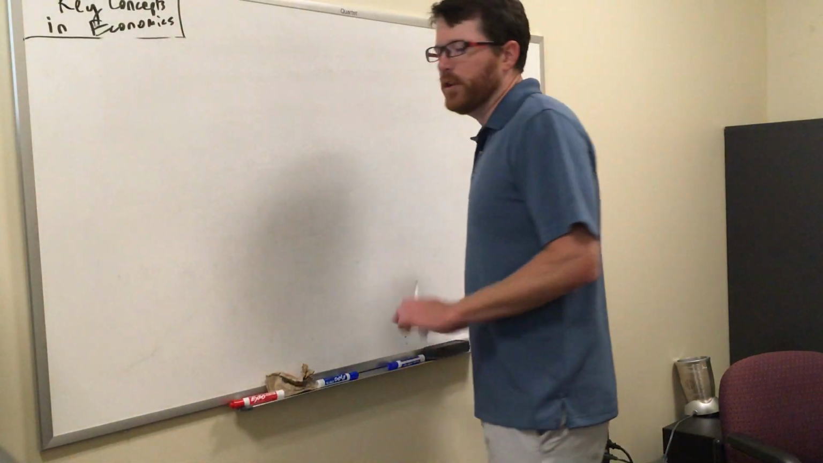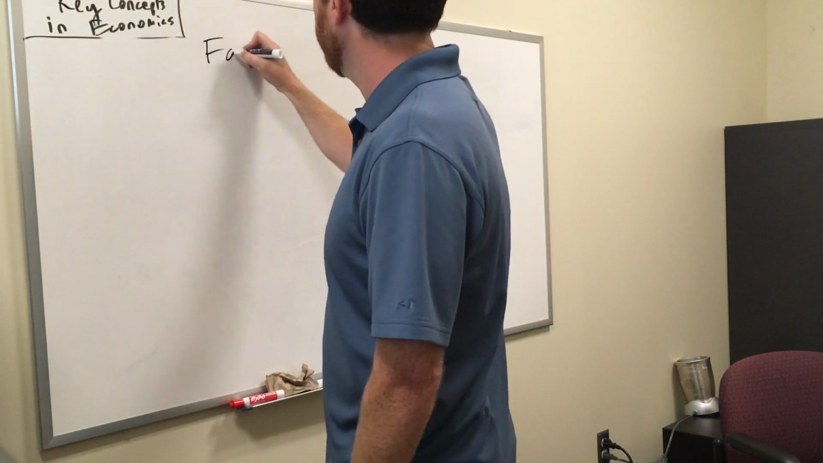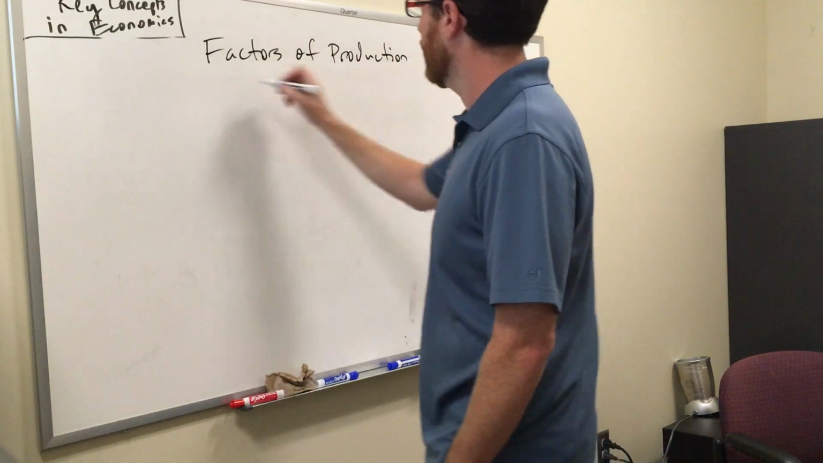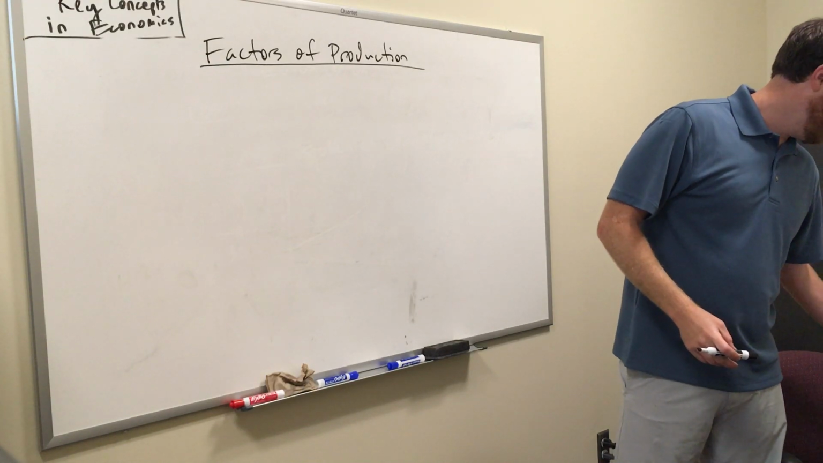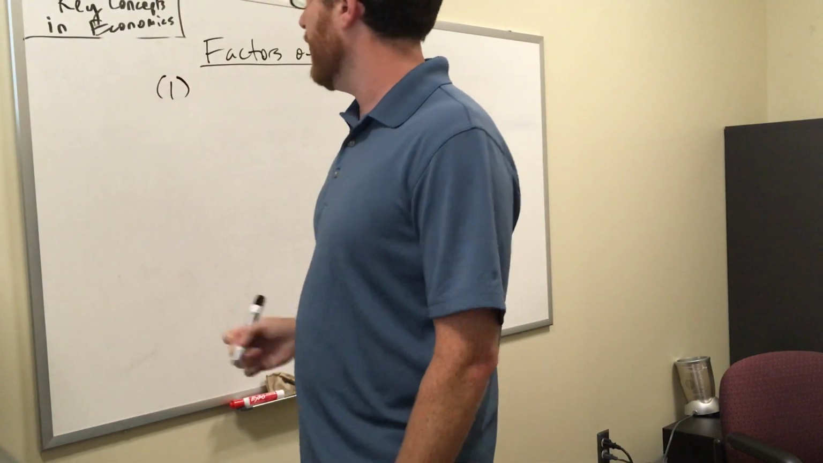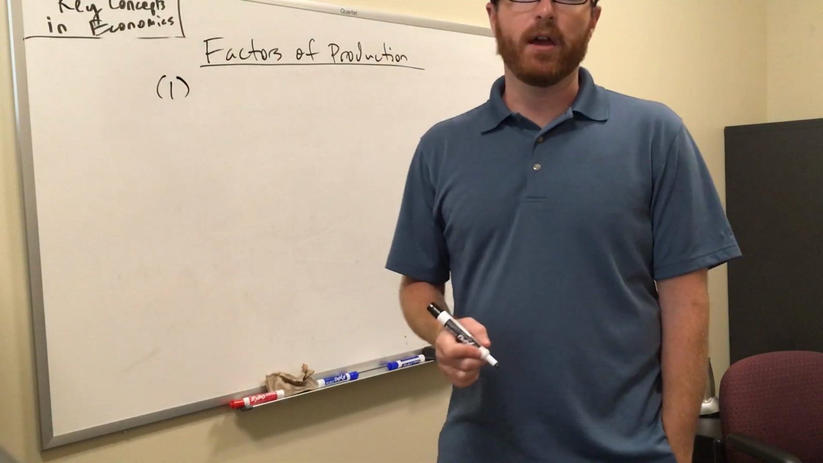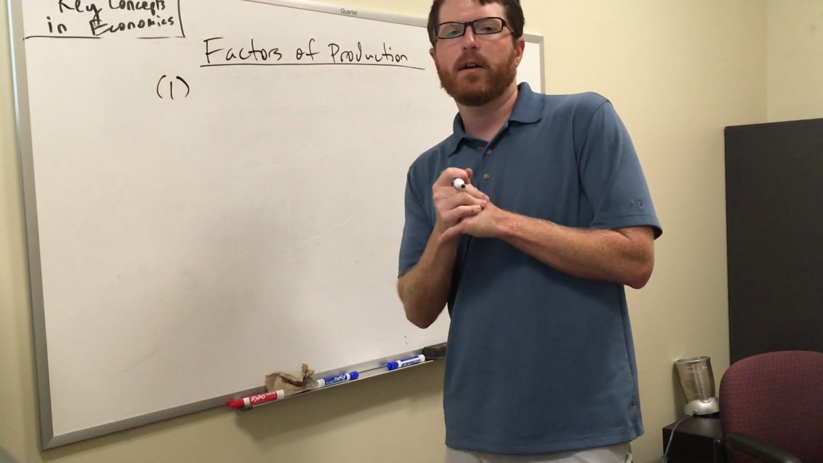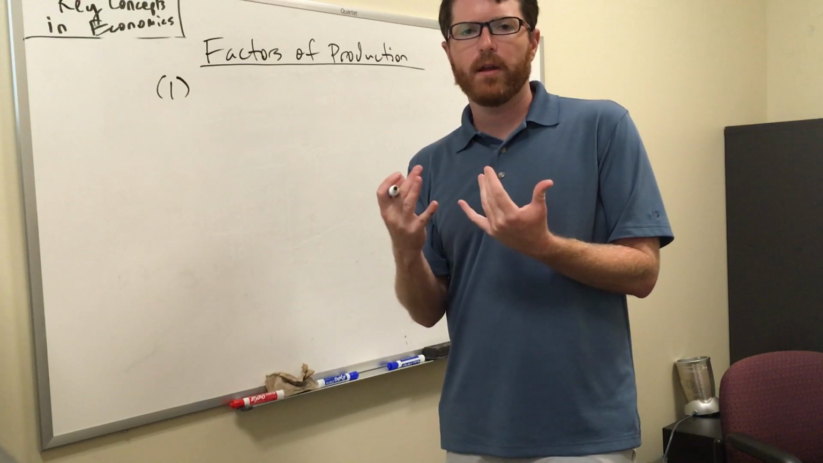All right, so then I've just got a couple more ideas that are in the book that I want to talk about real quick. The factors of production. Factors of production are the things you need to produce something. Okay? So for example, let's say I'm going to start a brewery. Let's think about the things that I would need to have a brewery. One thing I need is a building, right? I need a place to actually have my brewery.